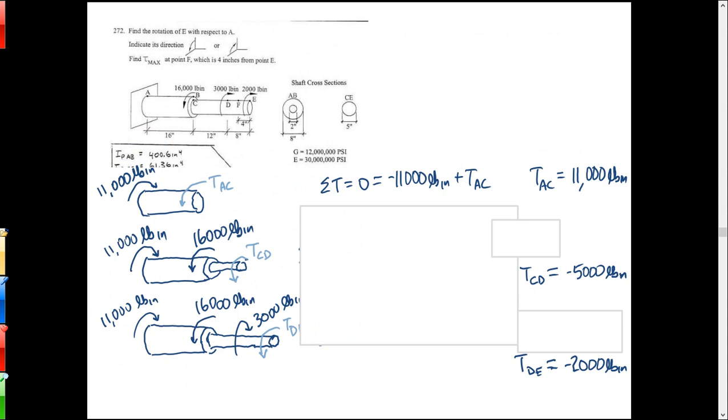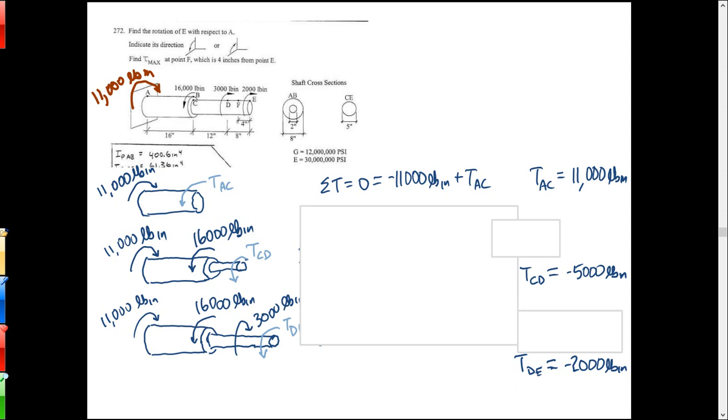All right, so the first one I'll find the torsion from A to C, and that's 11,000 pound-inches. The next one will be -5,000, and the last one will be -2,000. So you just want to go through and work through those. What I'm doing there to solve is I'm finding the reactive torsion over here, and that's 11,000. Then from there you can work through.